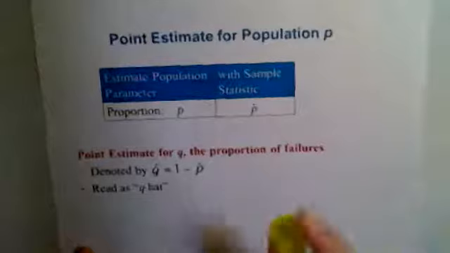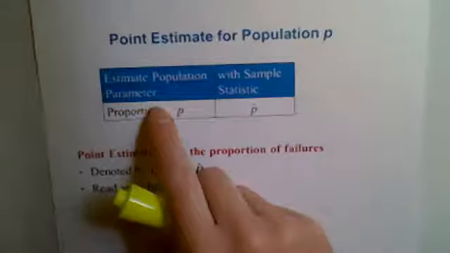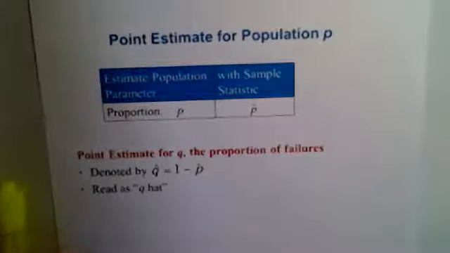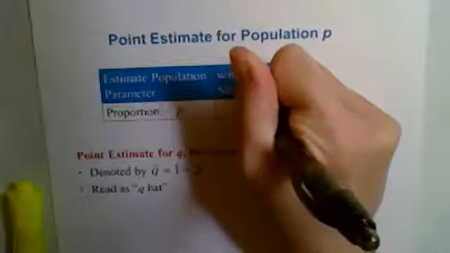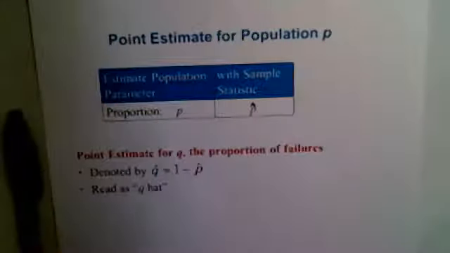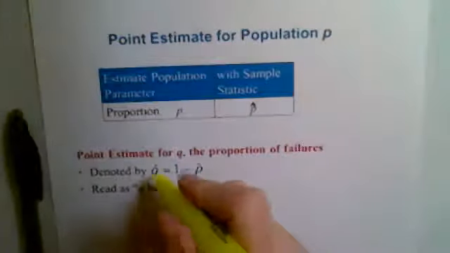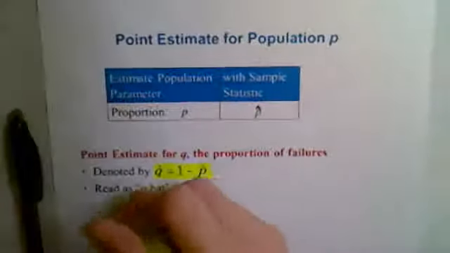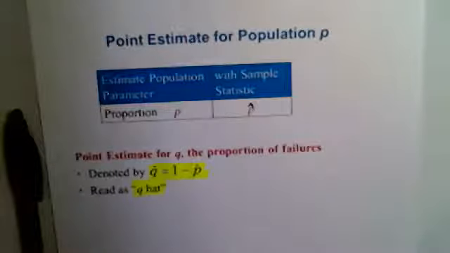Okay, so the estimate for your population parameter, we're going to call P, and the sample statistic is P hat. So just like we've been doing before, Q and P are related in the sense that together they add up to 1. So if we know P hat, we can find Q hat. All right, so let's go ahead and kick this off with an example.